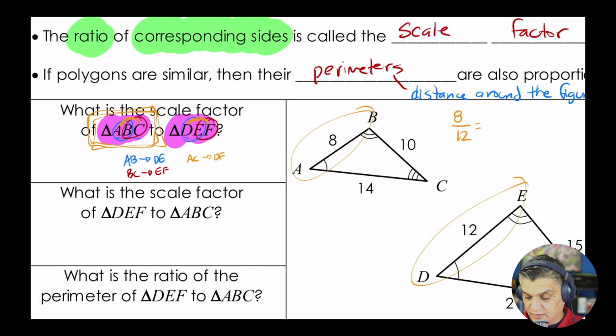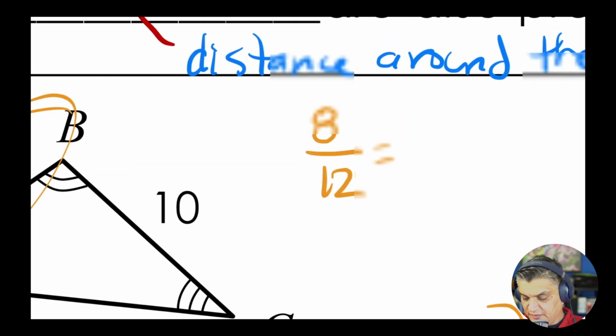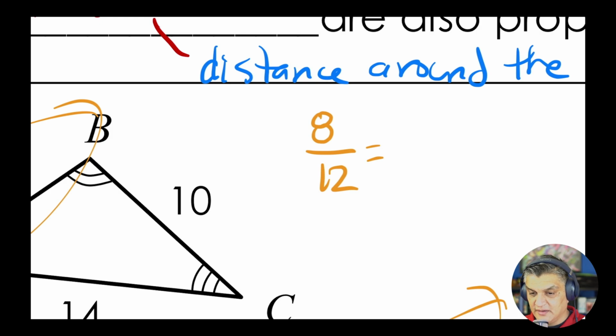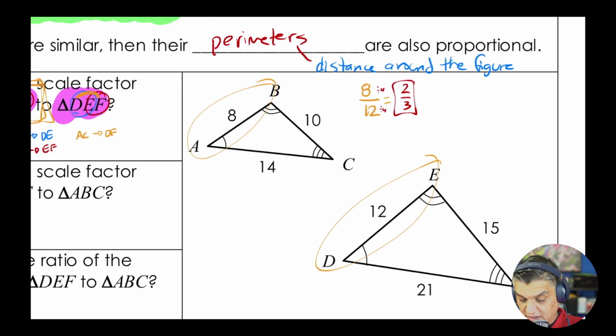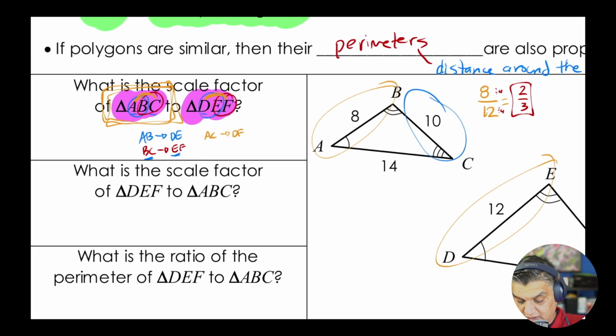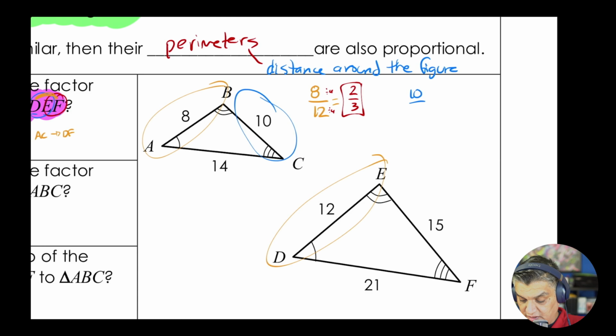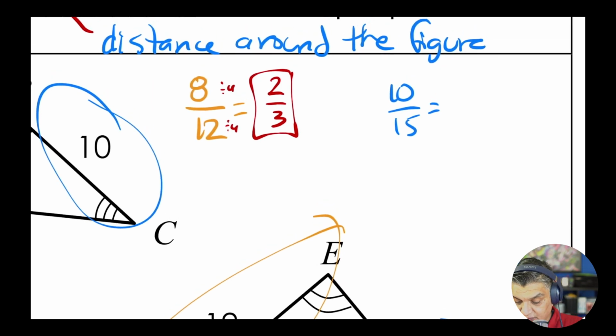1 to 3? Really? Well, how do I simplify 8 over 12? What can I divide 8 and 12 by? 4, right? So divide this by 4, divide this by 4, and I get 2 over 3. Okay, let's try another one. BC, right? What does BC match with? BC matches with EF. So BC, which is 10, over EF, which is 15. Let's simplify that. What's 10 over 15? I can divide by 5. So what do I get? I get 2/3 again. Yes.